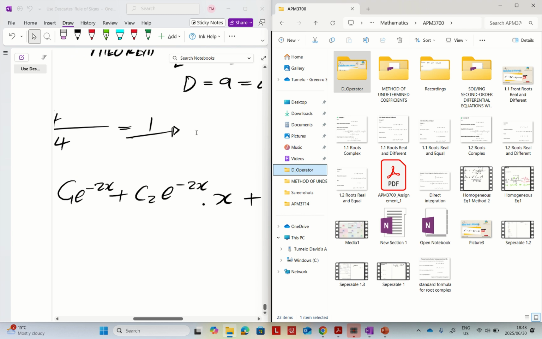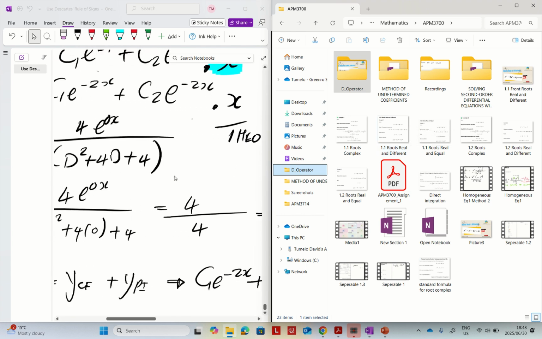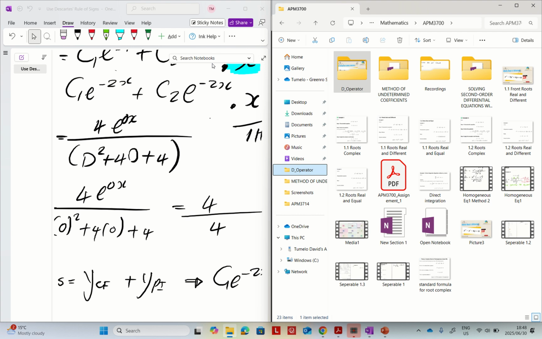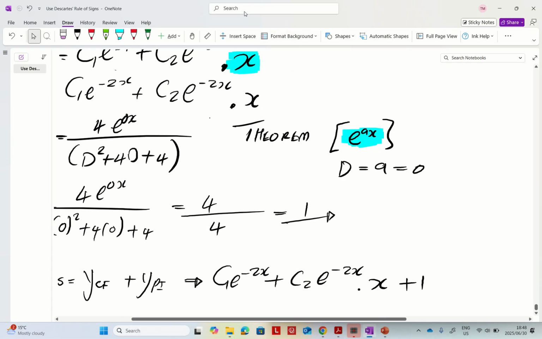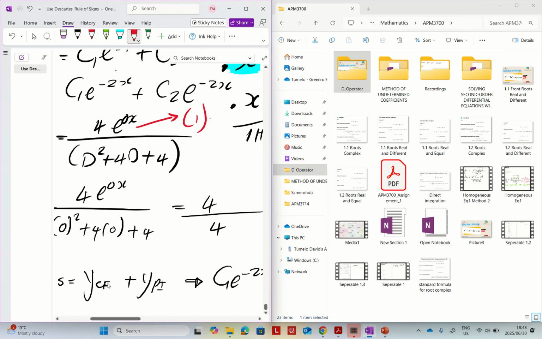It's because, remember, e to the power 0x: if you put any number to the power 0, it doesn't affect the value. If we say e to the power 0, it simply means 1. E to the power 0 is equal to 1. And then we know that using the theorem of e, a is equal to D, which is equal to 0. So I'm going to show you the theorem now so that it can make sense.